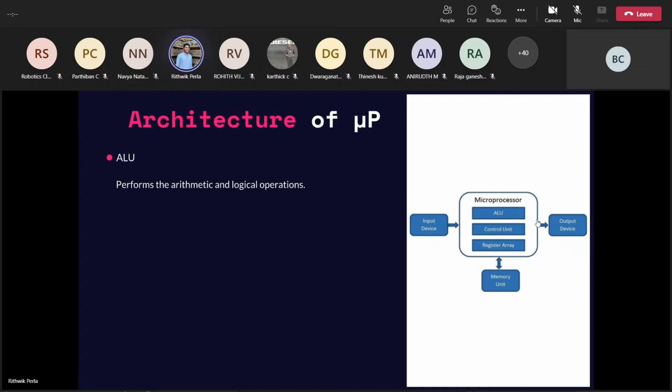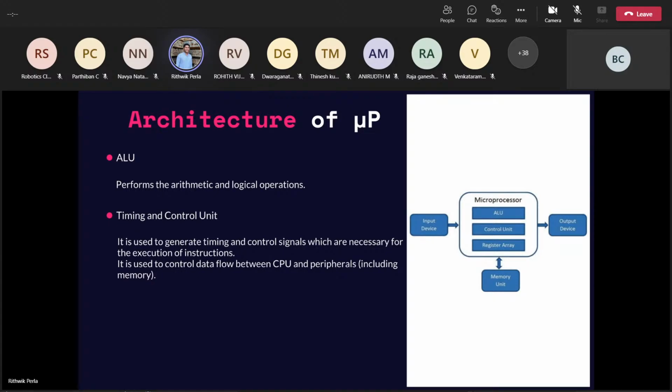As I've already said, ALU is nothing but arithmetic and logical operations. Arithmetic, you all know, I think you have been studying since UKG: addition, subtraction, multiplication, division. All these actions will take place here. Logical, greater than, less than, all these comparison things take place. So ALU does all these functions. Next is the timing and control unit. I'll tell you about the timing and control unit after this.